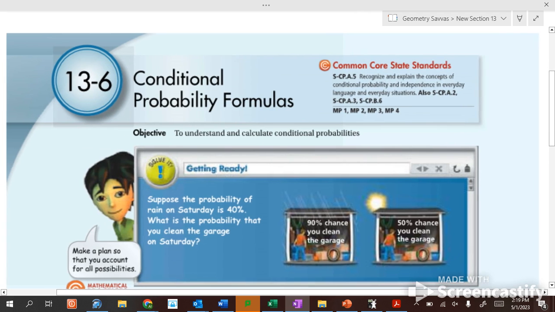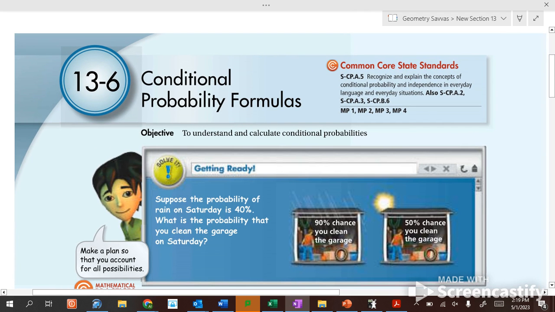Conditional probability formulas. All right, this is where it gets a little trickier, because depending on how it's worded, that's what you have to write down. So suppose the probability of rain on Saturday is 40%. What's the probability that you will clean the garage on Saturday? Well, the first one is if it rains.